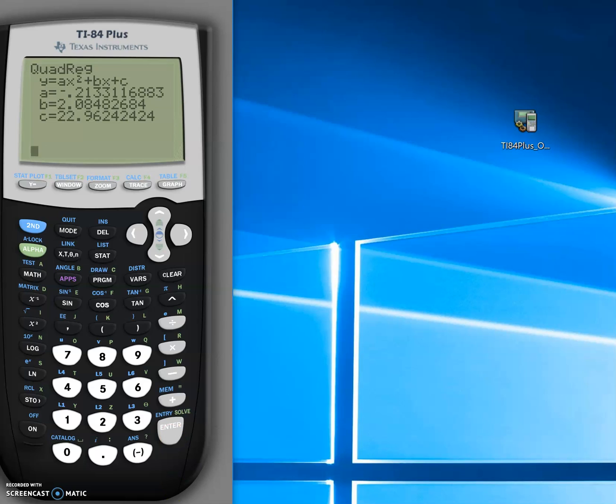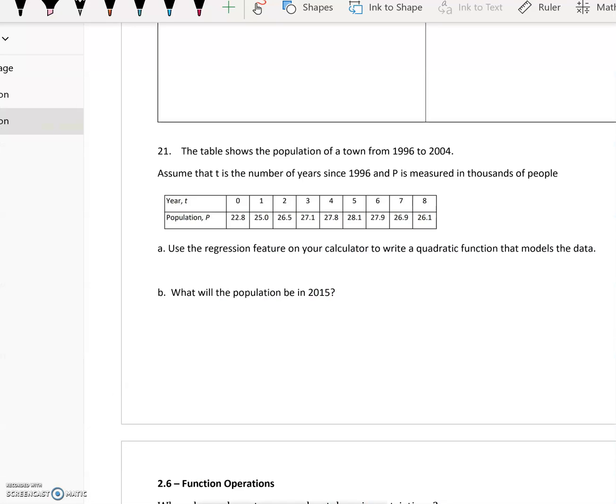Okay, so back to this page. So now that I've typed it all in, I am rounding. If you truncate, that means you are just cutting the decimal off 3 numbers behind the decimal. So it's going to be y equals, a is replaced with negative 0.213 x squared. B is replaced with 2.085x, and C is replaced with 22.962. So, sorry, not the best handwriting.